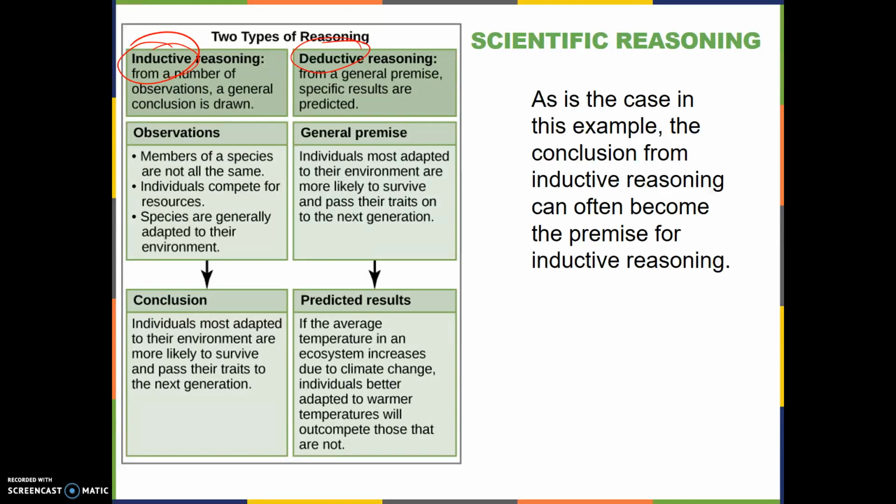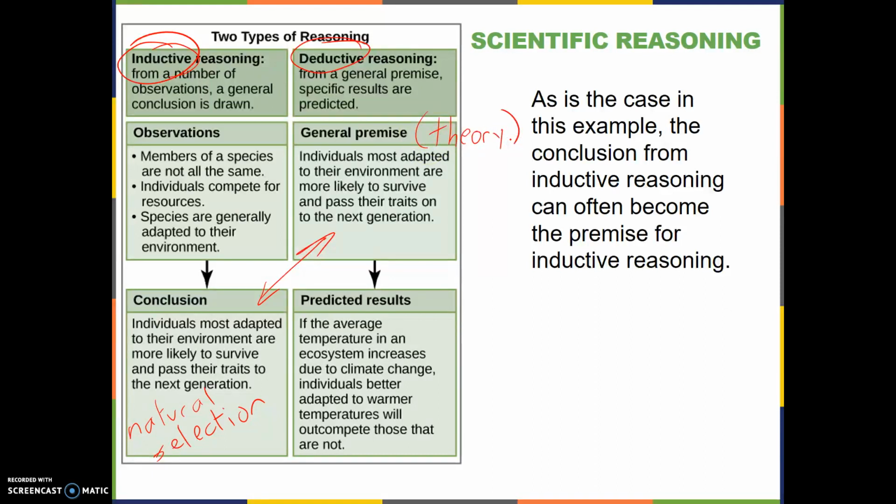And the last thing that I was explaining to you is that the conclusion that was drawn in the inductive reasoning example is basically the theory of natural selection or survival of the fittest. So that is a theory or a general premise. The general premise in this case is an actual theory. Doesn't have to be, but in this case it is.